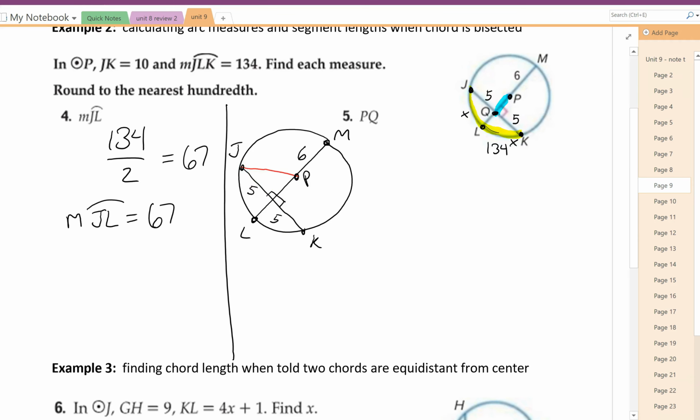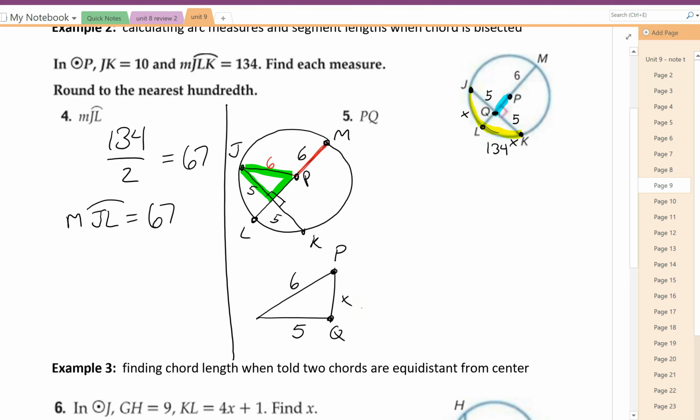The reason why I'm going to do that is because I know that the distance from P out to J is a radius. All radii within the same circle are the same. So if this radius is 6, then this radius would be 6. And now I'm just going to take out this little right triangle right here, and I'm going to redraw it by itself. This side is 5, the hypotenuse is 6, and then this over here is actually PQ.